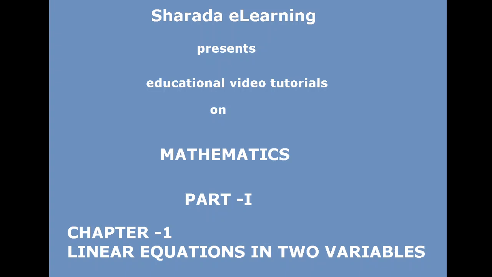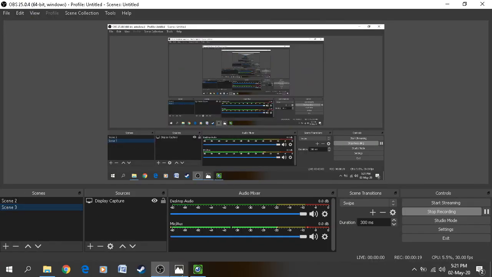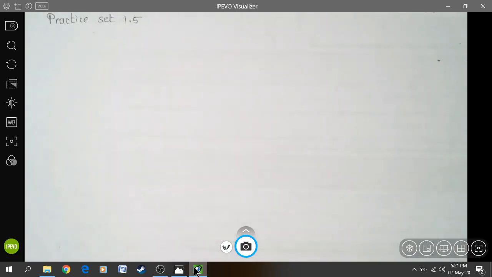We are going through our chapter number 1 from mathematics part 1, which is linear equation in two variables. We are now at practice set number 1.5. Practice set 1.5 is about the application of simultaneous equations. So we have seen there are certain number of steps that we should follow when we are solving the application of simultaneous equation.